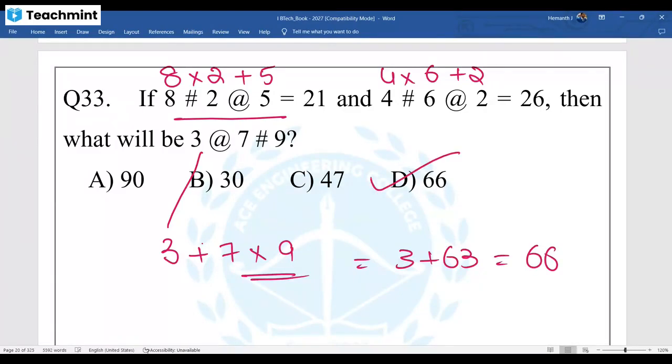First make sure at the rate is given in the question and hash is given first. Hash means multiplication here. At the rate means addition. And whenever two operations are there, first we need to perform multiplication, then addition. Multiplication first, then addition. BODMAS rule.